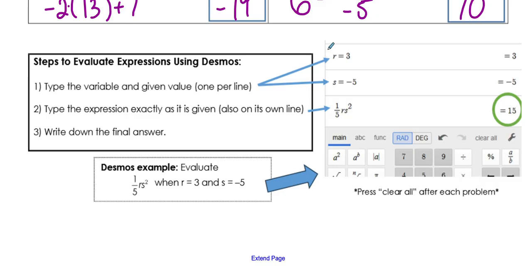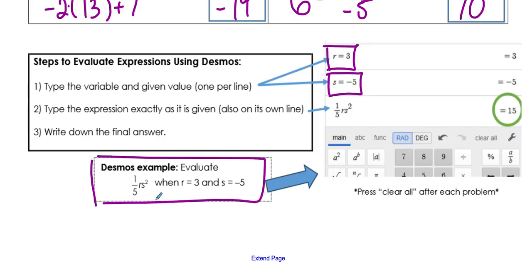We can just directly assign values to variables. So we could say r equals 3. So this is our original problem. R is 3, s is -5. We're going to type those in separate lines. R equals 3, s equals -5. And then we type the expression exactly like we're shown here. You don't change anything about that. You just retype it, and it evaluates it for you.